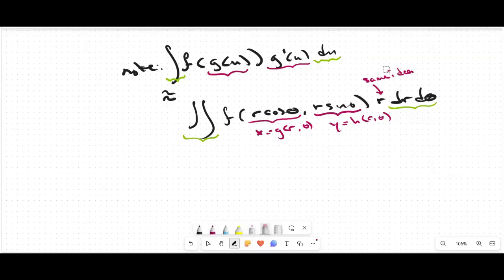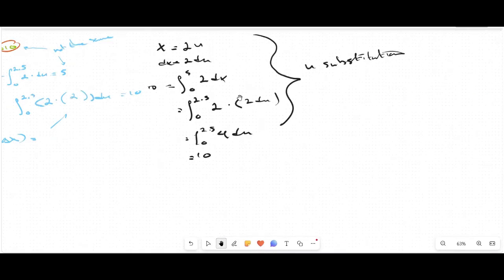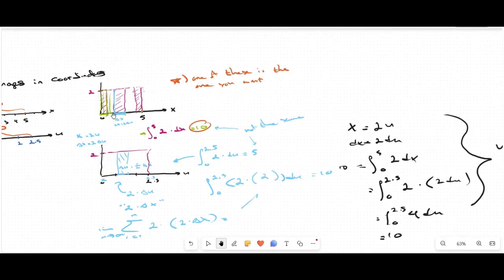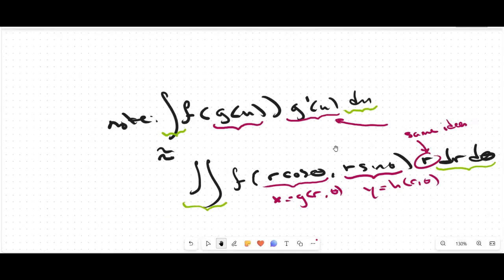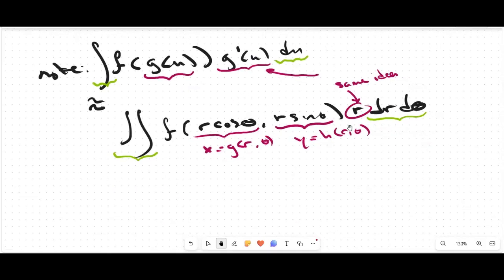There's a quantity. In this case, it's r. It's like that g prime of u. In the earlier case, it was 2, as in to say we double the length when we change into the x space. For a general one-dimensional thing, it's g prime. And for polar coordinates, it's this variable r.